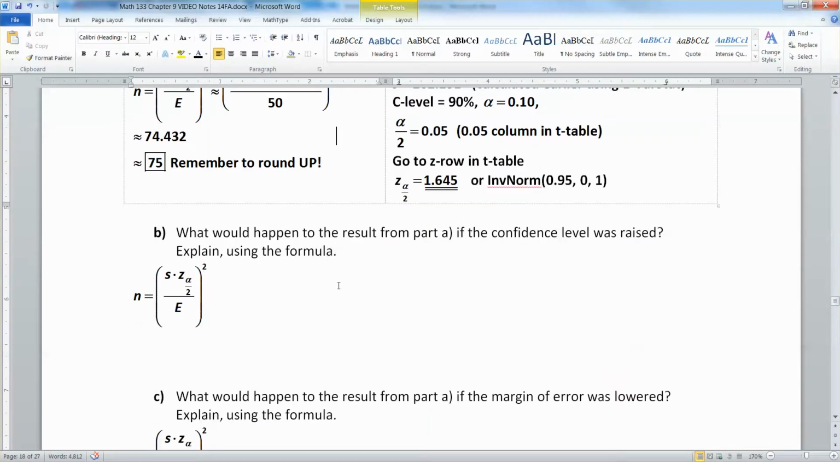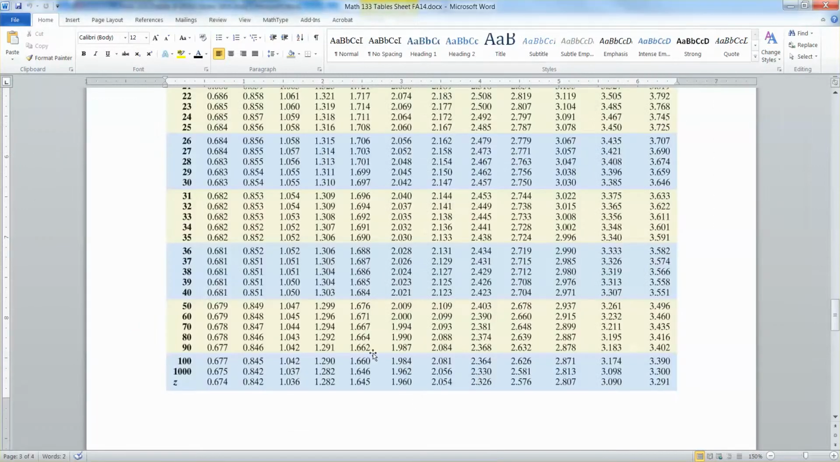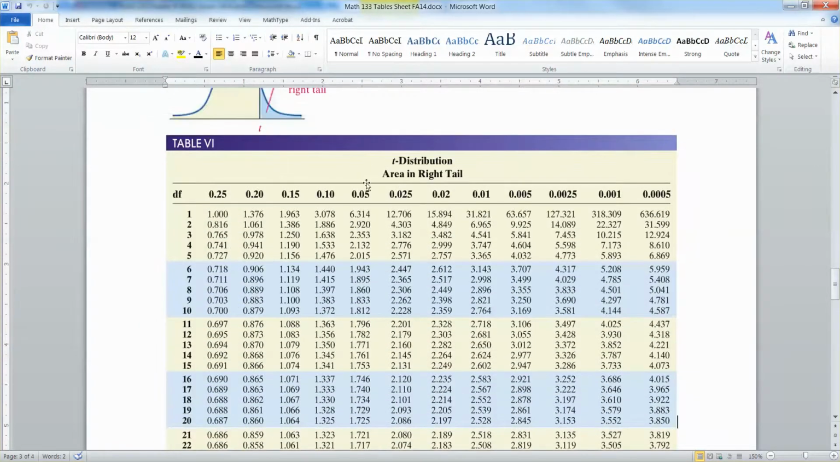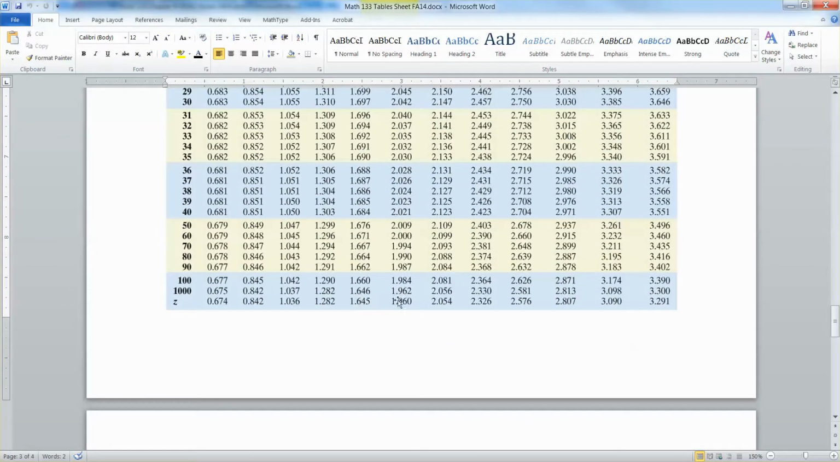All right, now what would happen if I raise my confidence level? So let's go back and look at that table some more. Over here on the left, I have the low confidence level values. Like for example, we were at 90% with 0.05. If I want 95%, that would be 0.025. If I want 99%, that would be 0.005, and so on. So if you raise your confidence level, look what happens to your z-scores. If you move to the right on this table, they get larger. So if you raise your C level, your confidence level, your Z values get larger.